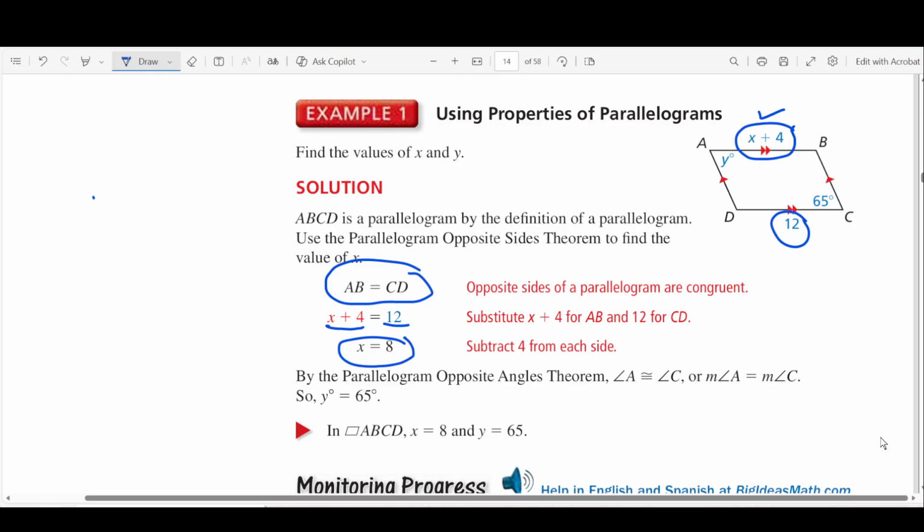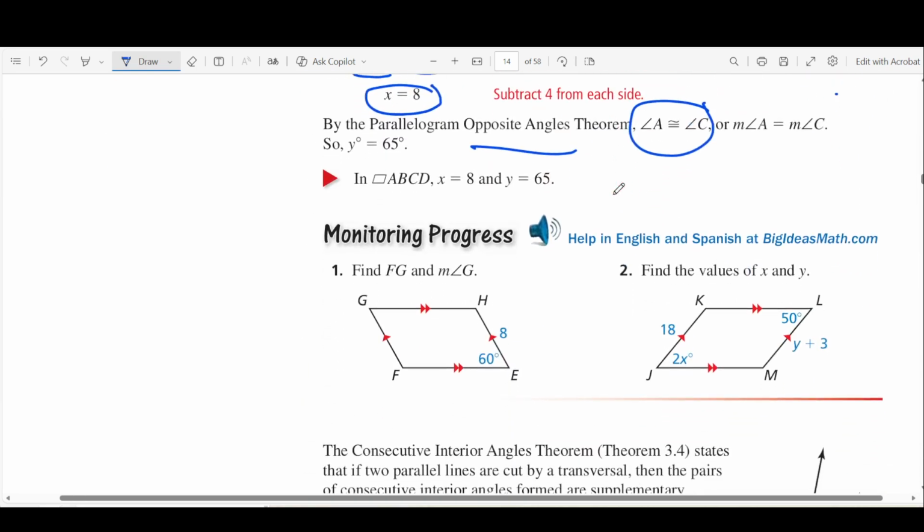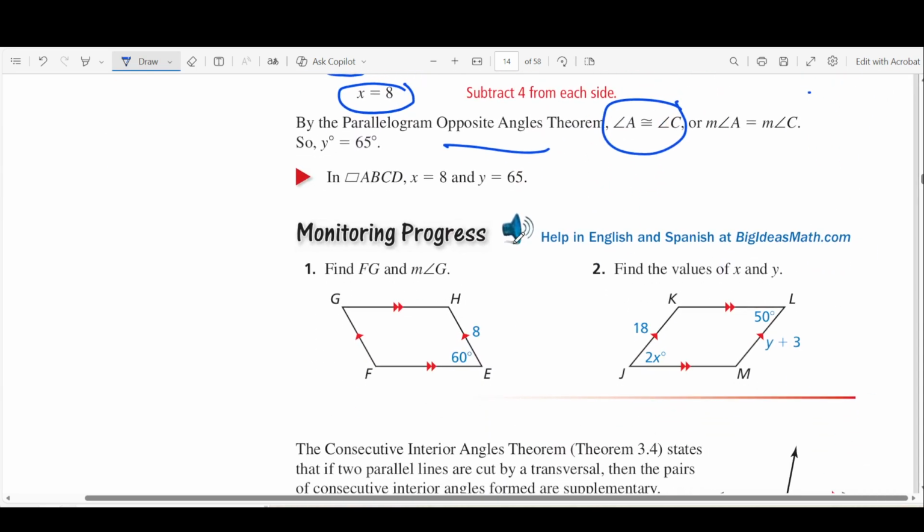Now to find y, because according to the parallelogram opposite angle theorem, opposite angles are equal. Angle A is equal to angle C, and if C is 65, A is also going to be 65 degrees. Clear? Very good. That's how using properties of parallelogram we can find missing angles and sides.